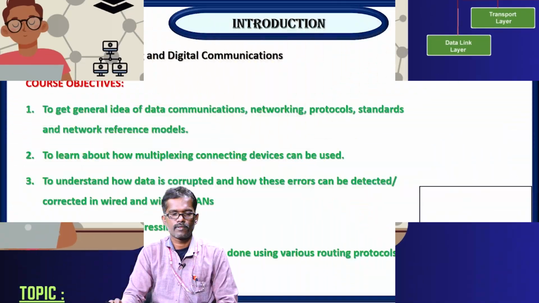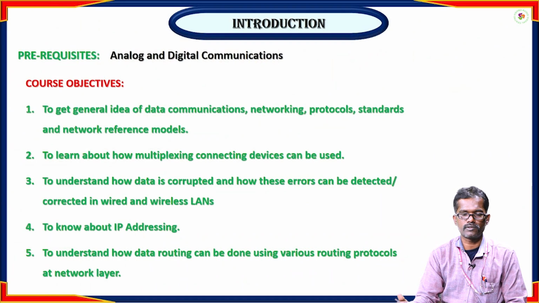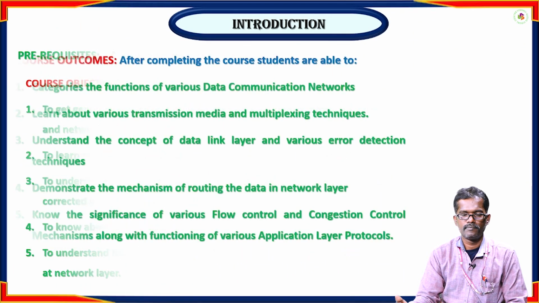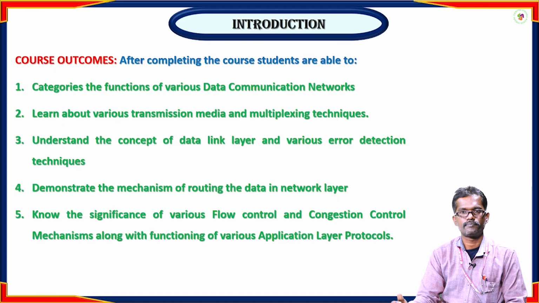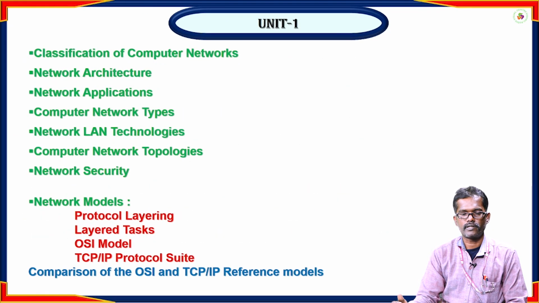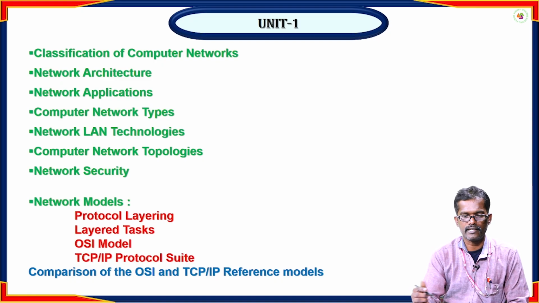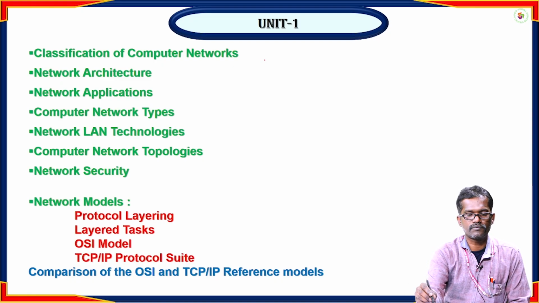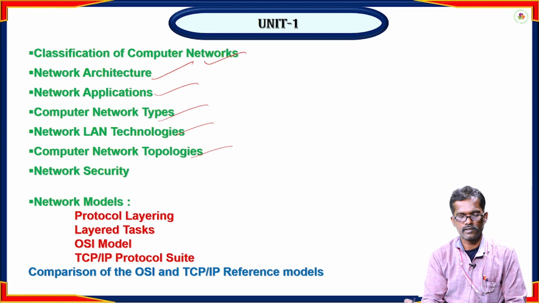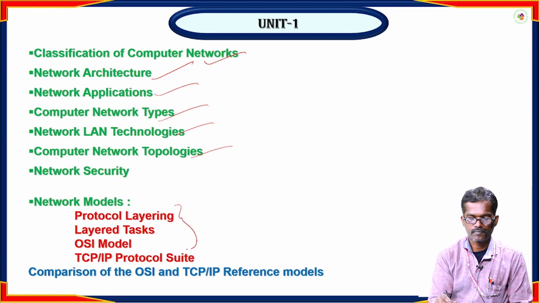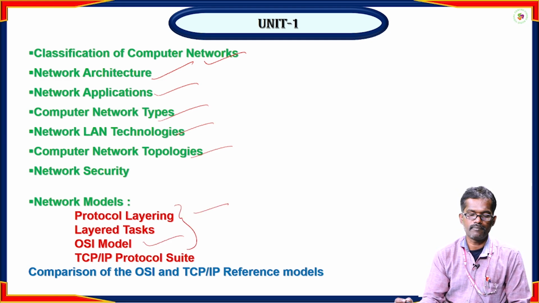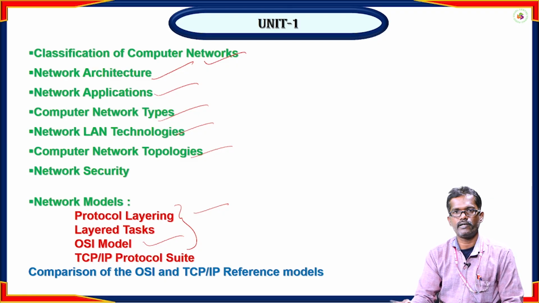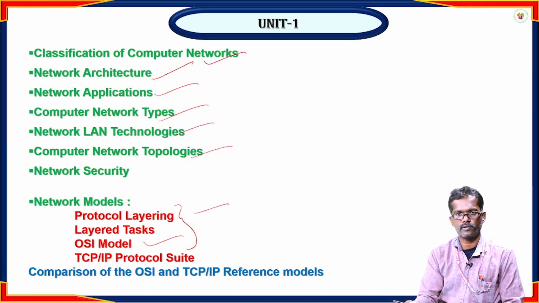Today we will discuss the course Data Communications Network, second part. These are the various course objectives and prerequisites we have seen in the first class, and then the course outcomes, and the Unit 1 topics that I completed in the last class. Classifications of computer networks, network architecture, network applications, LAN, and computer network topologies we have completed. Today we will see protocol layering, the importance of layering of protocols, and the OSI model.